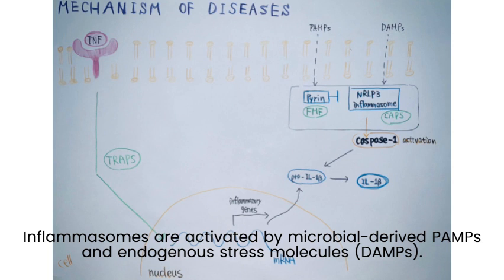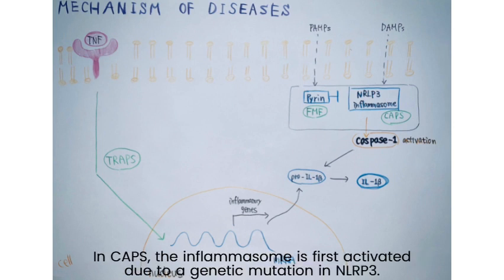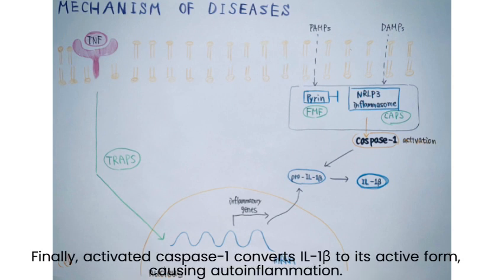Inflammasomes are activated by microbial-derived pumps and endogenous stress molecules, DAMPs. The second is cryopyrin-associated periodic syndrome, abbreviated as CAPS. In CAPS, the inflammasome is first activated due to a genetic mutation in NLRP3. Finally, activated caspase-1 converts interleukin-1 beta to its active form, causing autoinflammation.